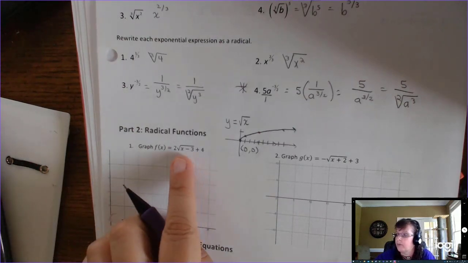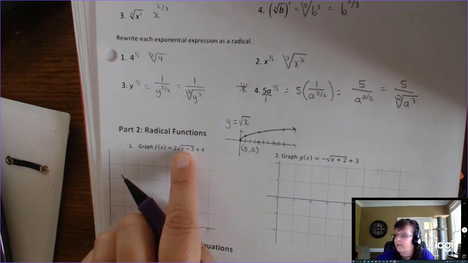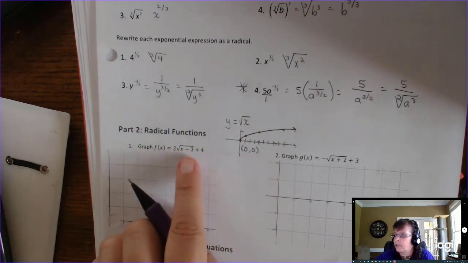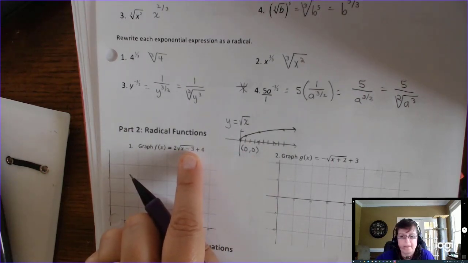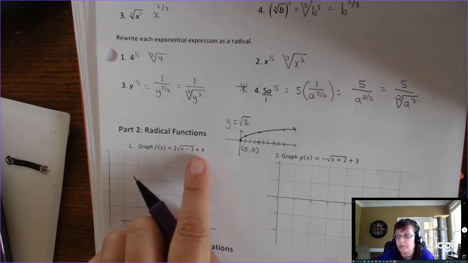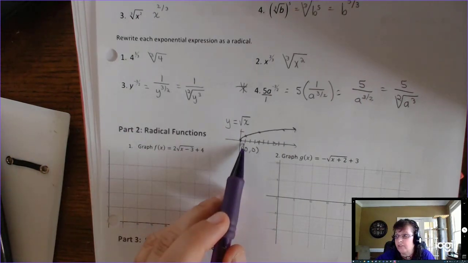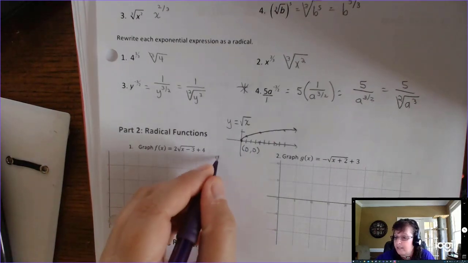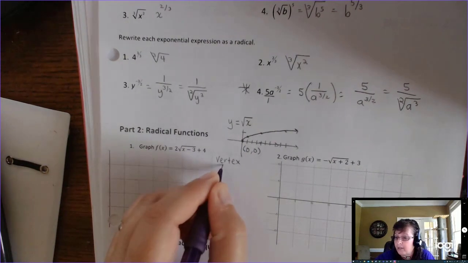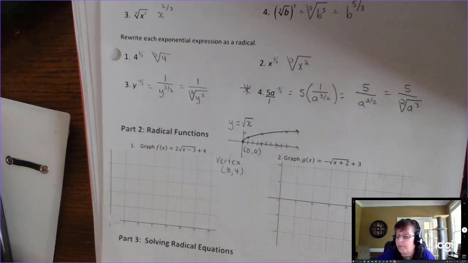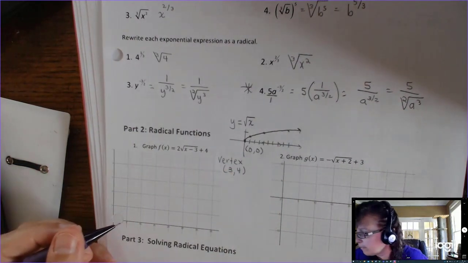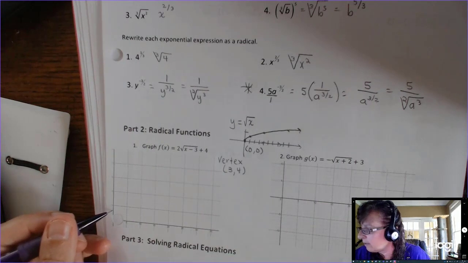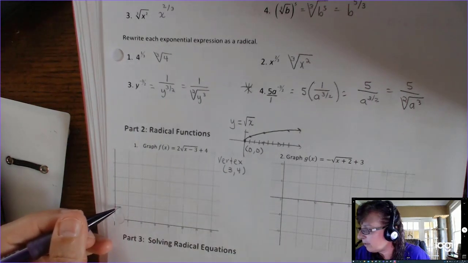So we can review what's going on here. The first thing we want to see is that the parent function is being shifted right 3. That minus 3 in there with the x shifts it right 3. It's the opposite of what you see. And up 4. So if this function is getting shifted right 3 and up 4, then that means that the new vertex is located right 3 and up 4 at the point 3, 4. I got a hole punch right where I need to be. There, 3, 4.